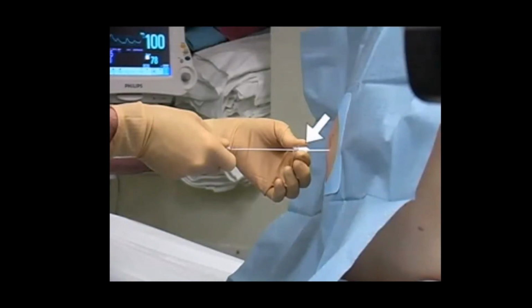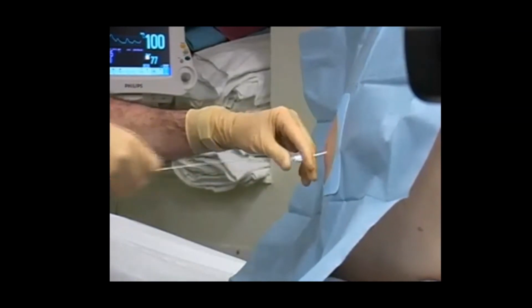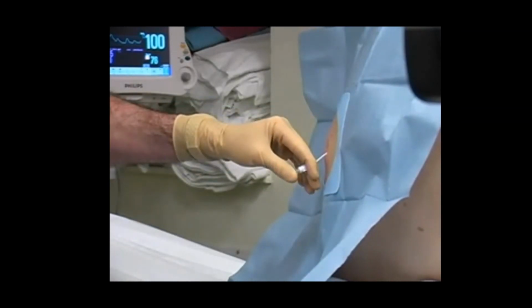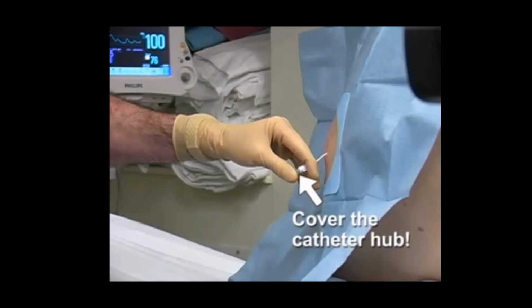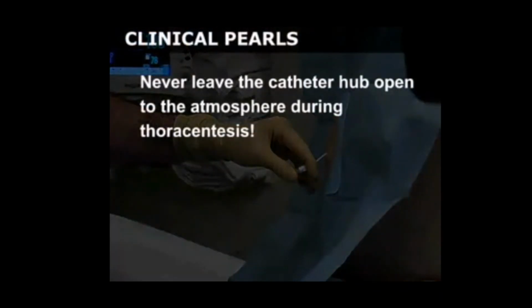Hold the catheter in place and then carefully remove the needle. It is extremely important to cover the catheter hub with your finger once the needle has been removed to prevent entry of air into the pleural cavity, which could lead to pneumothorax. Remember, never leave the catheter hub open to the atmosphere during thoracentesis.